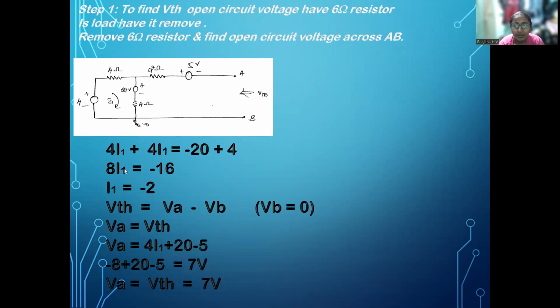In the first loop, we apply KVL, that is loop 1: 4I1 plus 4I1 is equal to minus 20 plus 4. The 4I1 plus 4I1 is 8I1 is equal to minus 16. This gives I1 is equal to minus 2. Then VTH is equal to VA minus VB. Then VA is equal to VTH, and VA is equal to 4I1 plus 20 minus 5. We get minus 8 plus 20 minus 5 is equal to 7 volts. The VA is equal to VTH is equal to 7.